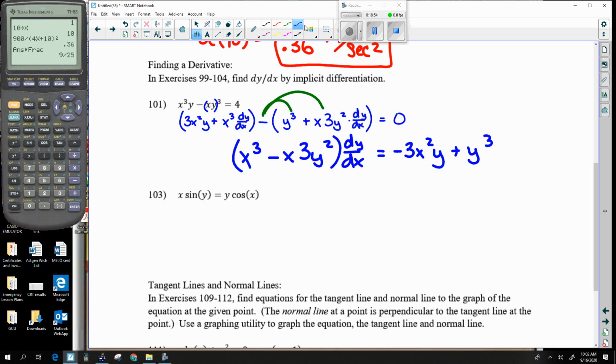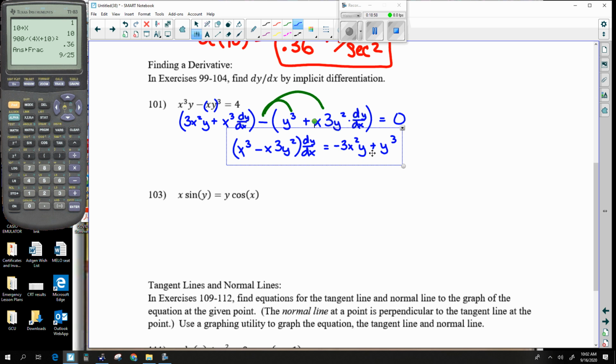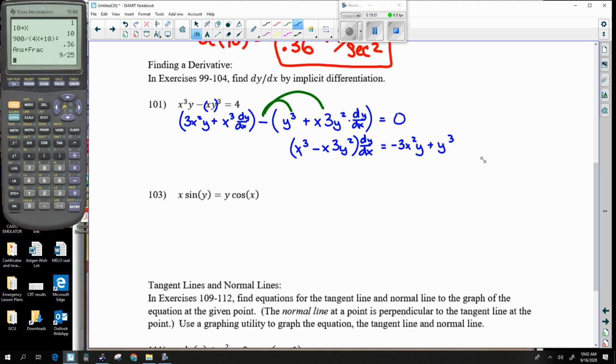All right, so what goes and what stays. So I kept all the dy dx's, put them together, and then I moved everything else. And now I have everything isolated the way that I want. Thus, dy dx is going to be equal to negative 3x squared y plus y to the third divided by x to the third. Excuse me, this is a minus. Minus 3xy squared.